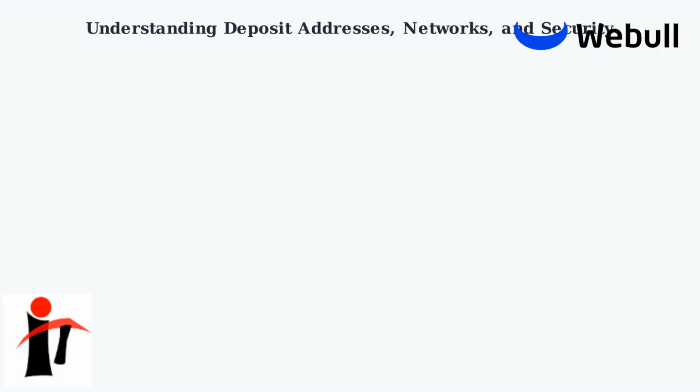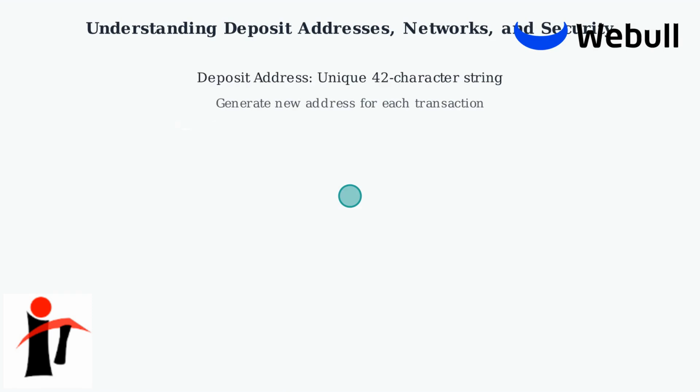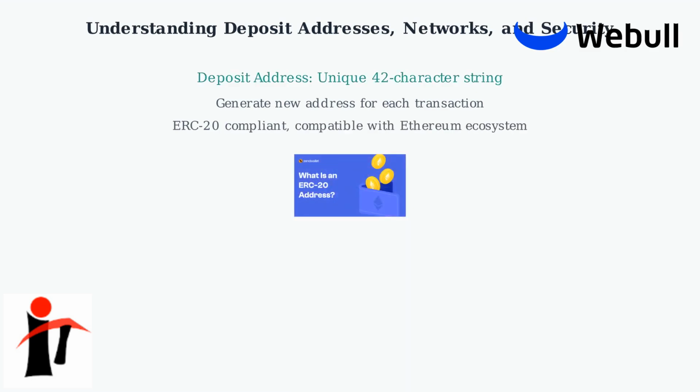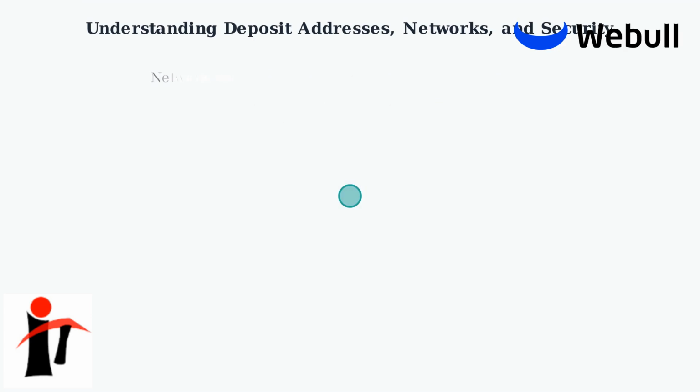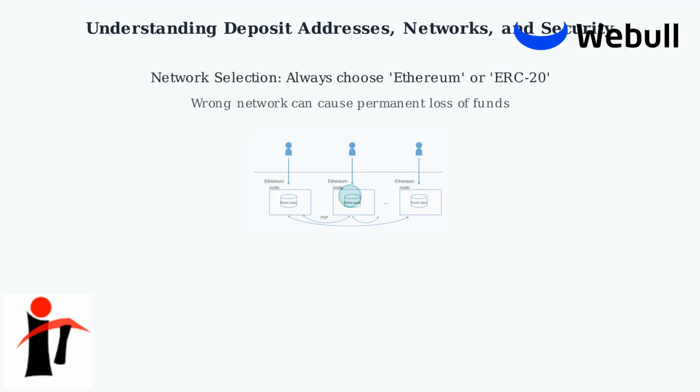Your deposit address is a unique identifier for your Webull ETH wallet linked to your account. For security, always generate a new address for each transaction. Webull uses ERC20 compliant addresses compatible with the Ethereum ecosystem. Network selection is paramount. Always ensure the sender selects the Ethereum or ERC20 network.